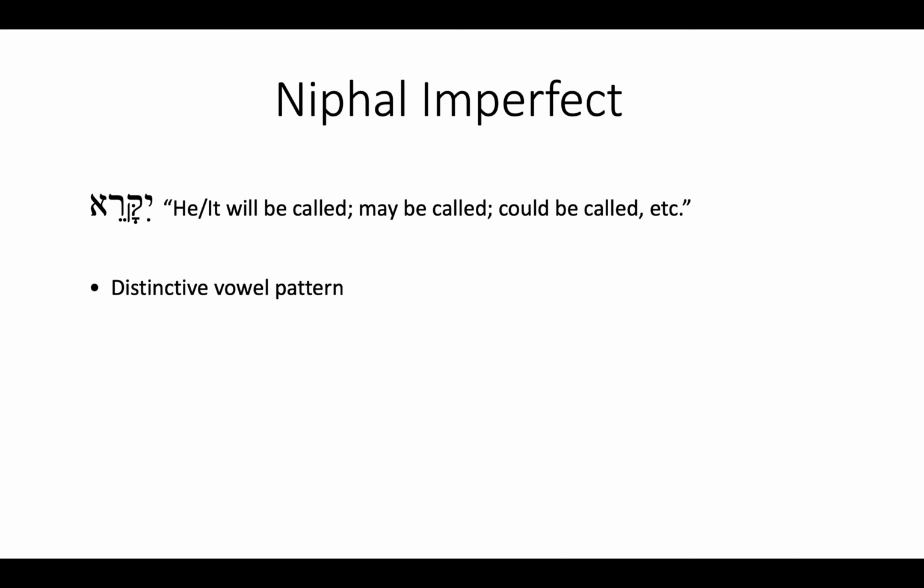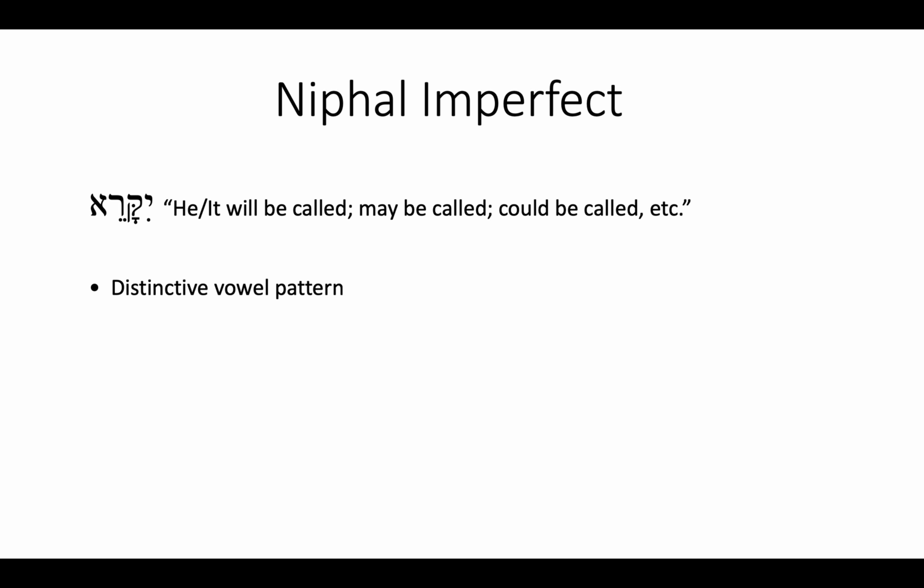So the Niphal imperfect is a little bit different in a sense. We have the same prefixes and sometimes suffixes. But what to me is really distinctive about the Niphal imperfect is this vowel pattern. So yikkare, he or it was called, he or it may be called or could be called, something like that for a definition. But that e, a, e vowel pattern is not something that you see anywhere else in the language that I know of.